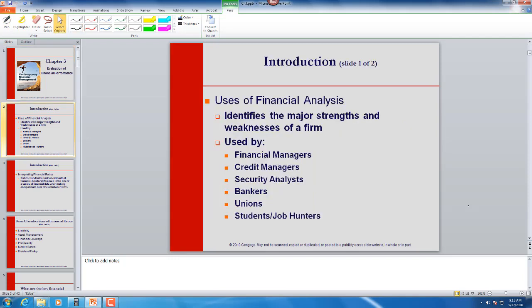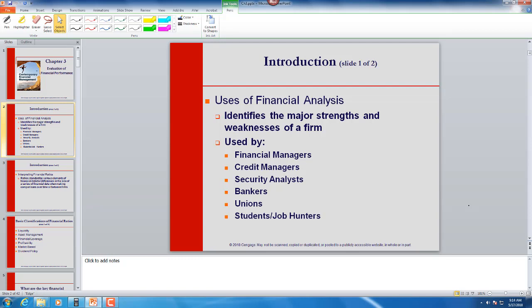So, what are the uses of financial analysis? The whole point of this is to identify the major strengths and weaknesses of a firm. Like, these are used by several people. Financial managers use it all the time to see where, if ever, they are going wrong or where things can be improved, because things can always be improved. Credit managers use it to analyze corporations when corporations apply for credit. Security analysts use it to analyze securities. Bankers use it all the time, and bankers and credit managers are somewhat similar in their job description.